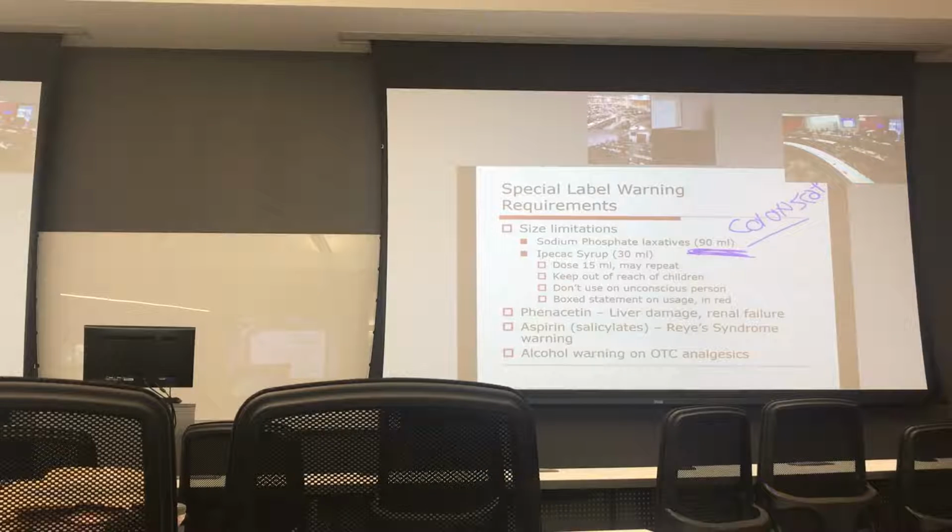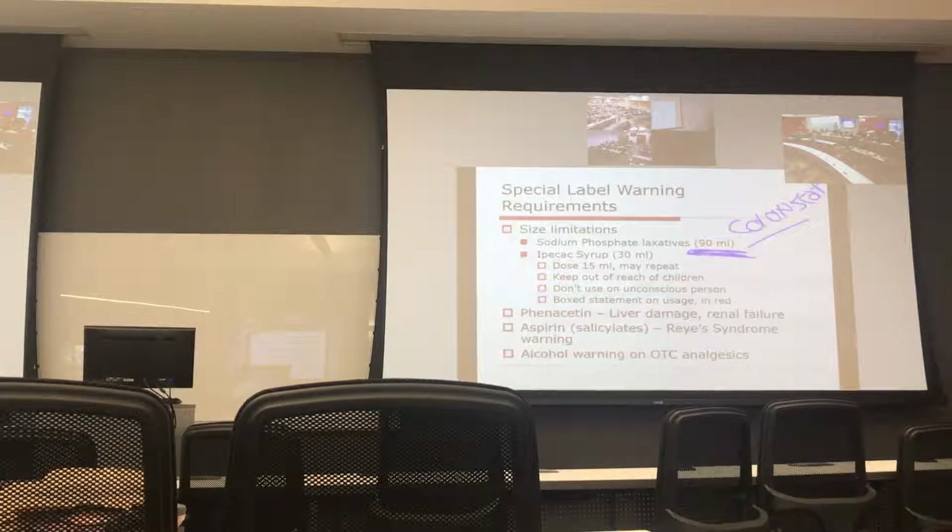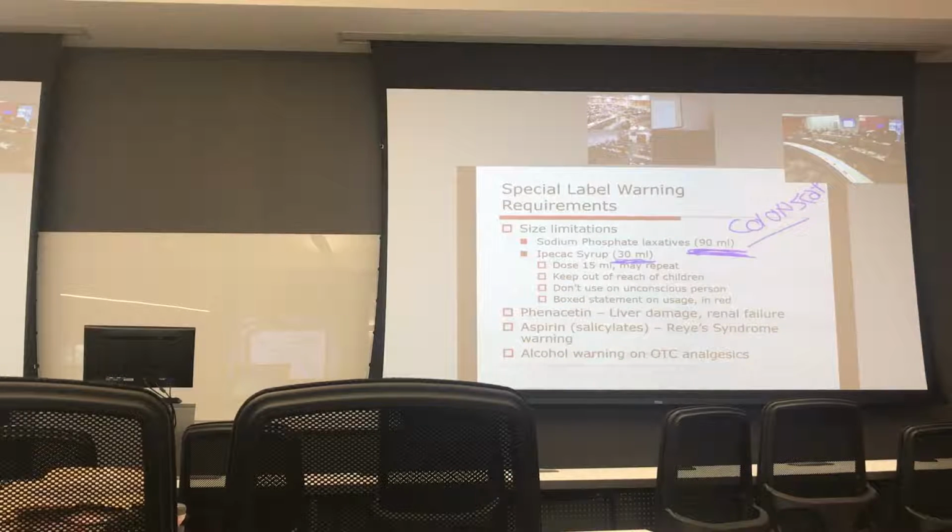You need to talk with them and ask some questions, make sure they're using it appropriately, that they're getting some other medical advice to use it, or talking to you about whether or not they should do it. The Ipecac syrup limitation is 30 mL, in a smaller quantity. The active dose of that is 15 mL, which is a tablespoonful, right? So it's basically got 2 doses in it.